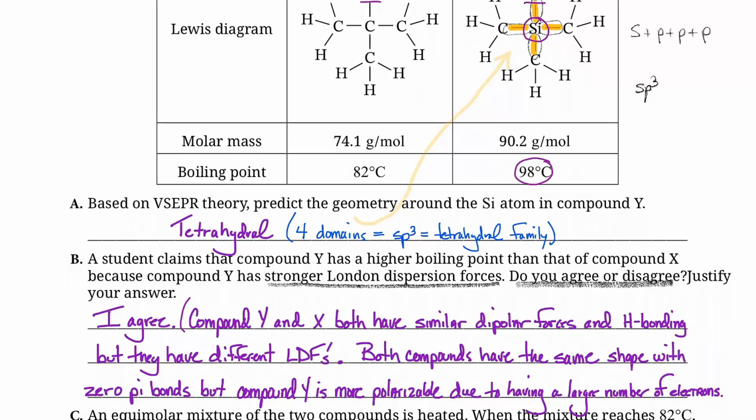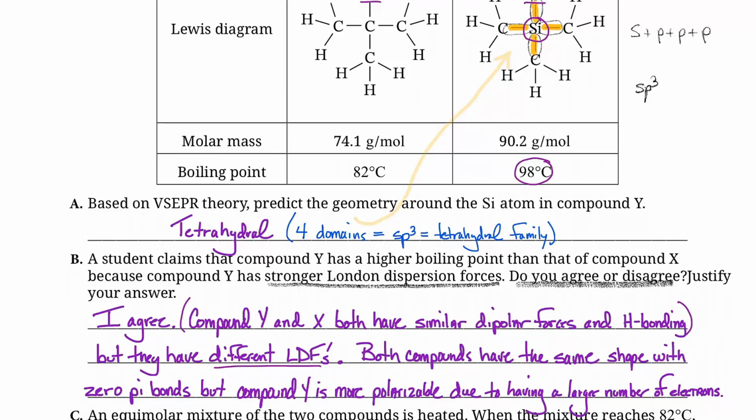Okay, and that's what I did here. But they do have different LDFs. So the tipping of the scale for the boiling point, remember the boiling point is due to how strong the entire collective intermolecular forces are, which is a cumulative effect that you should understand.